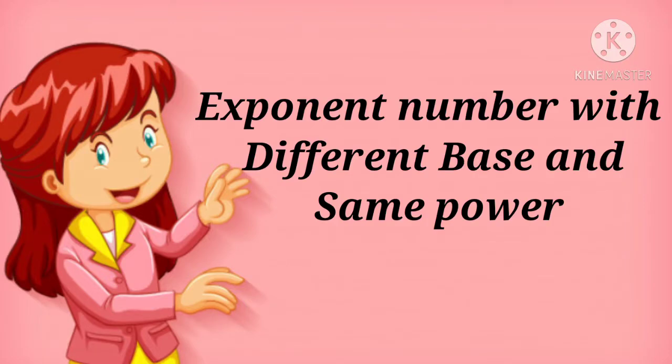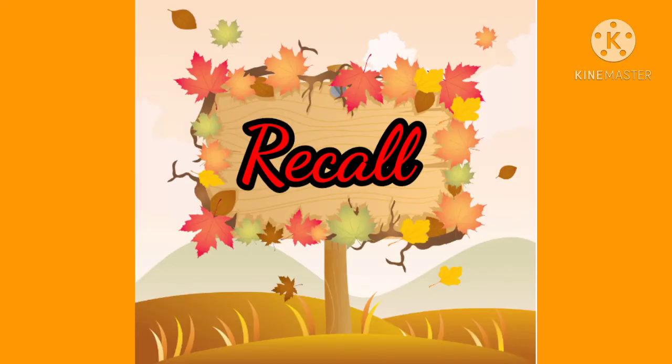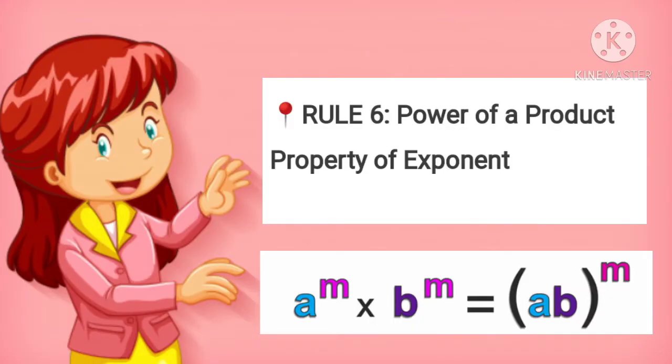Now let us solve some problems based on the topic exponent numbers with different base and same power, which are also known as the power of a product rule and power of a quotient rule. Once again, let us recall. Power of a product property of exponent: a power m into b power m is equal to a into b power m. If the bases are different and the exponents are the same, then we can multiply the bases.